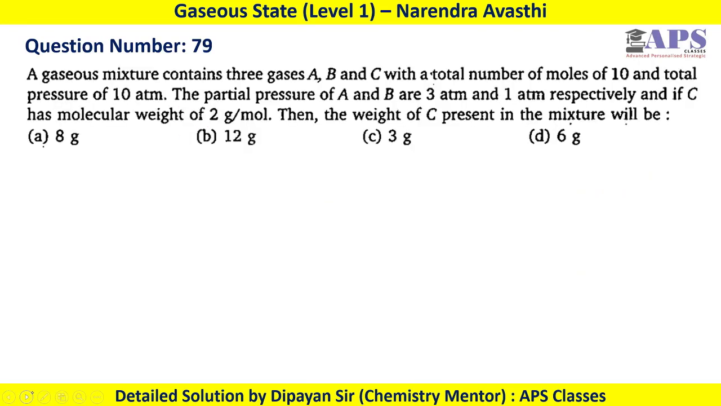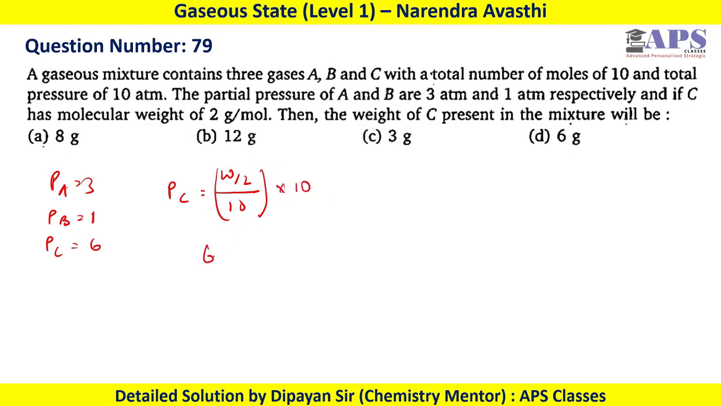In question number 79, a gas mixture contains 3 gases A, B, C with a total number of moles 10 and total pressure 10 atm. The partial pressure of A is 3, partial pressure of B is 1 and partial pressure of C is 6. So partial pressure of C is nothing but W by 2 divided by 10, this is the mole fraction, this is number of individual mole, this is total mole, multiplied by 10. So 6 equal to W by 2, or W equal to 12. Okay, so the weight taken is 12.